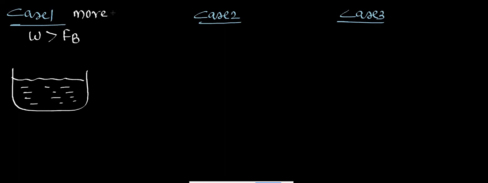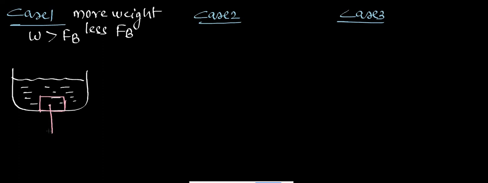More weight of the body and less buoyant force. Then what happens to the position of the body? More weight is there, so weight is dominating, so the body will move downward and it will sink into the liquid. So what will be the position of the body? It will completely settle down at the bottom of the beaker.